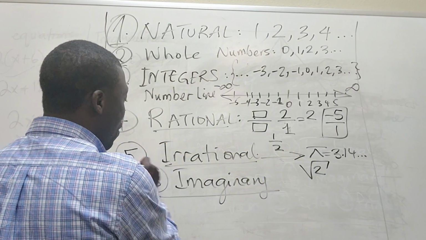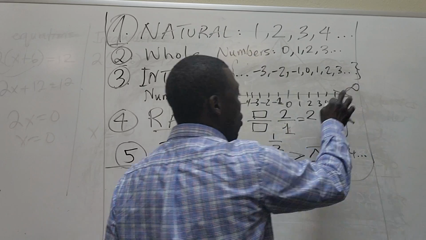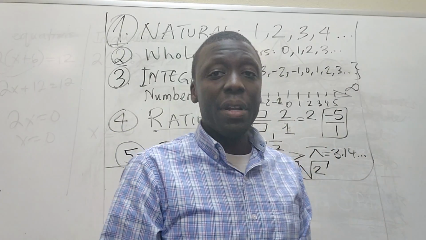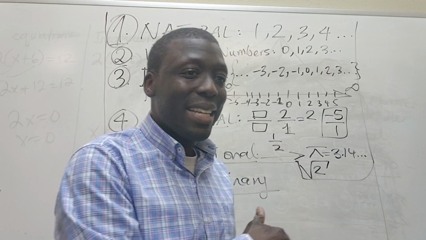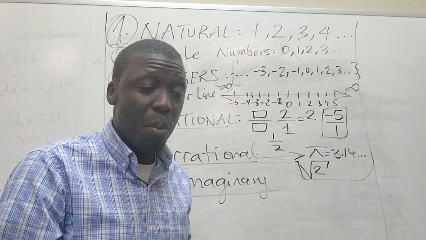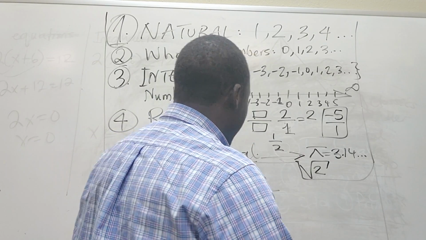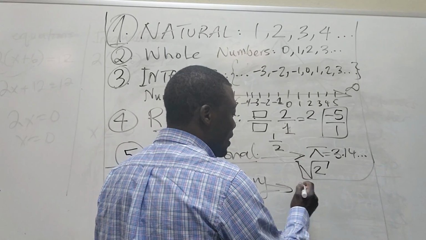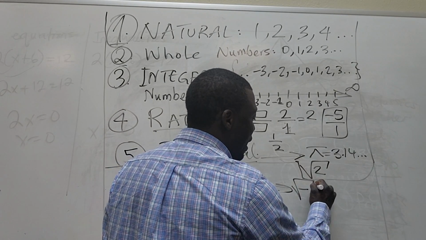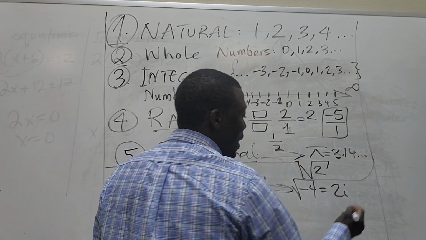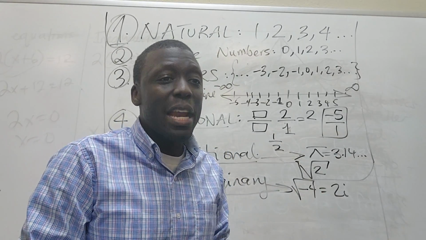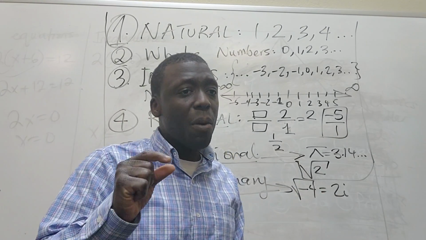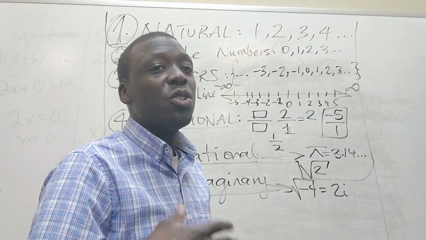Everything from number 1 to 5 on the board is called a real number. Number 6 is called an imaginary number. It's a complex number. Imaginary numbers are things like the square root of -4, which is the same thing as 2 times i. That's called an imaginary number. So an imaginary number is a number like the square root of -4.